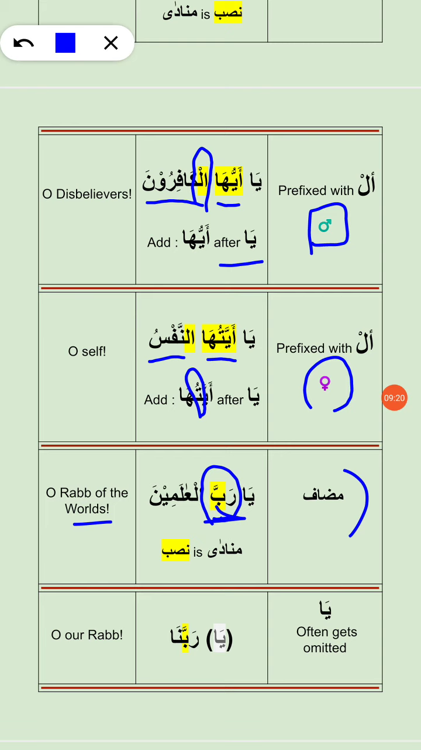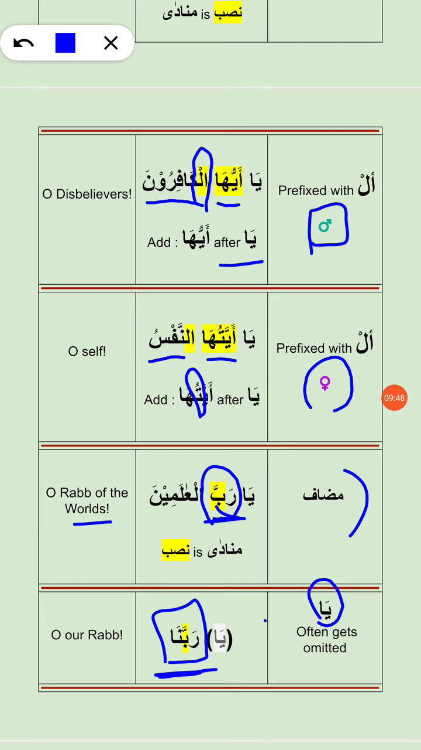Okay, now the same thing applies in the next point. Mostly what happens is that this ya gets omitted. Okay, and that's how we get the word Rabbana. It's not actually a word, it's a muzaff muzaff ilayh combo. Now you know that, right? So the original phrase was Rabbuna, our Rabb.